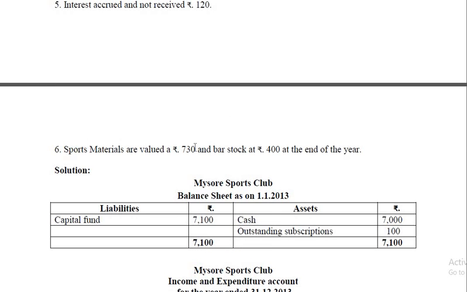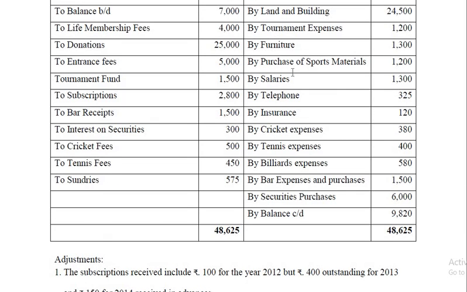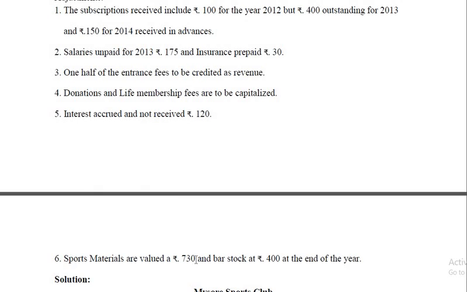Sports materials are valued at 730 and bar stock at 400 at the end of the year. So sports materials 730. So you have to find out what are purchased here. Sports materials 1,200. Opening balance is not there, but at the end of the year the value is 730. Therefore the remaining balance is depreciation. Bar stock. So this will come to the closing balance sheet, sports materials at the end of the year, and bar stock also will come to the closing balance sheet.